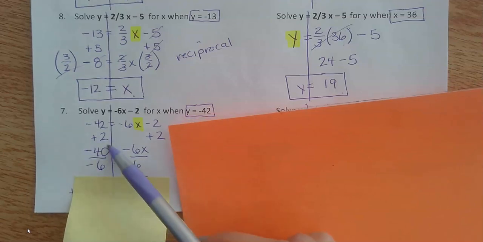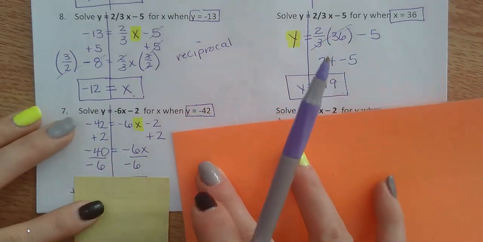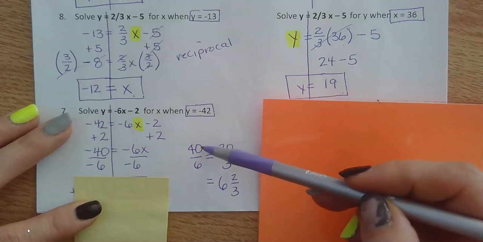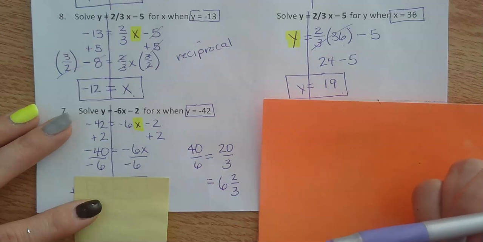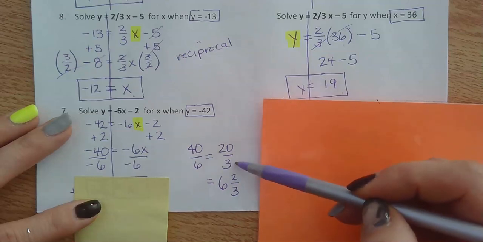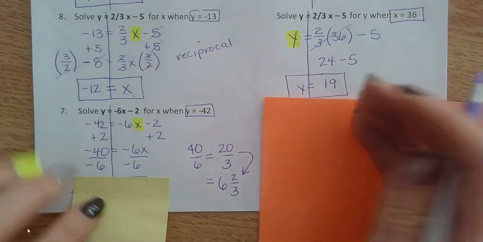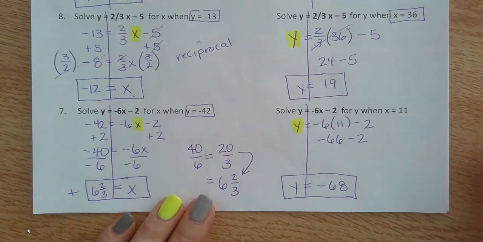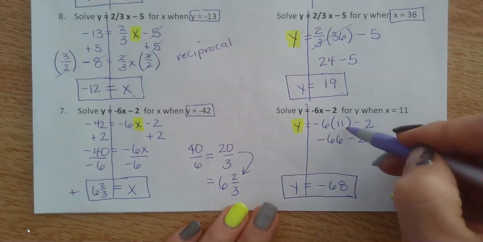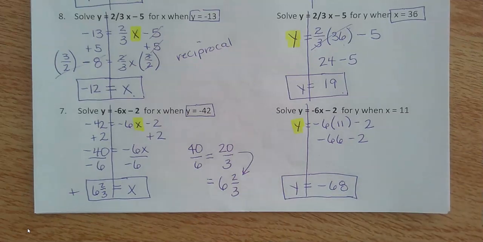Well, this did not give me a pretty number, right? This is still going to be some sort of improper fraction. So I went off to the side and I said, okay, 40 divided by 6. Well, first of all, it's going to be positive because a negative divided by a negative is positive. It can be simplified or reduced to this, 20 over 3. And then as a mixed number, I would get that. Okay, and then the final problem, if I plug in 11 here for x, negative 6 times 11, and then minus 2. So that is video 8, solving both ways.